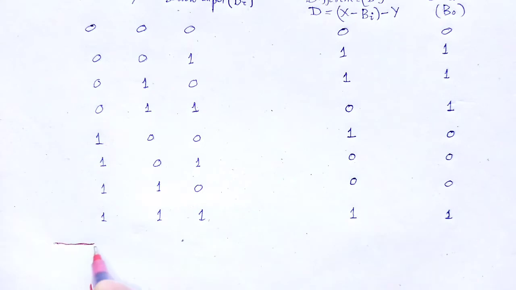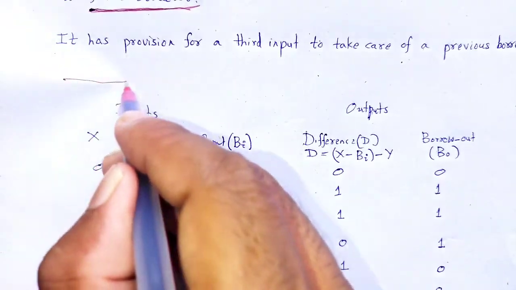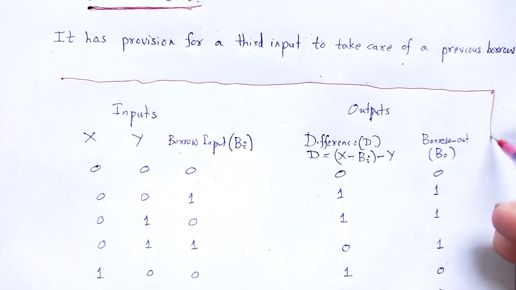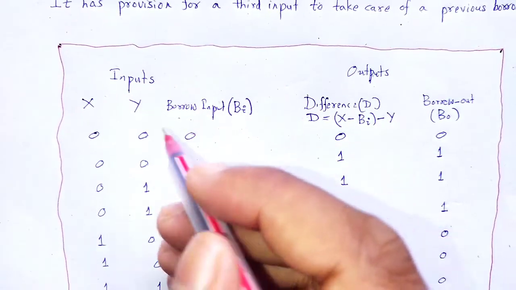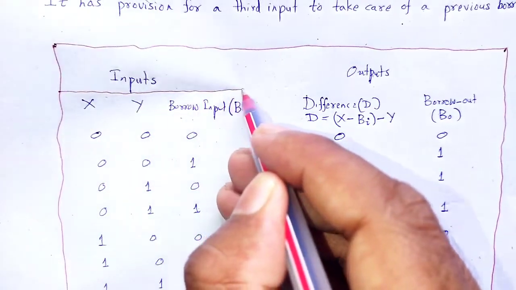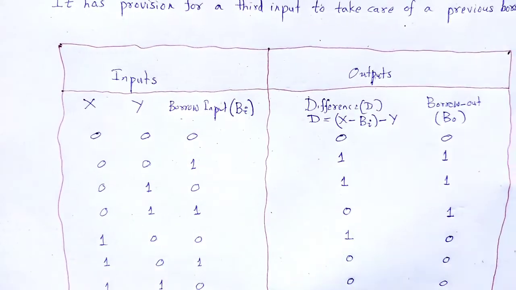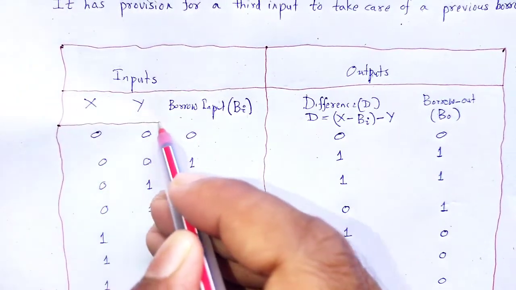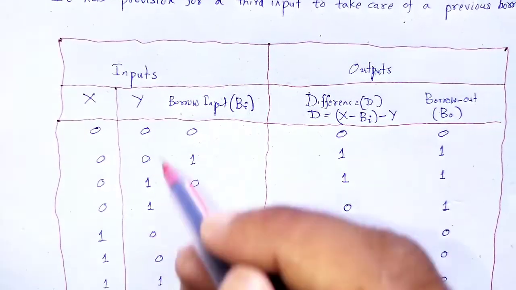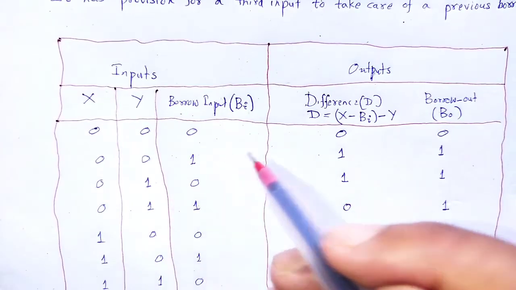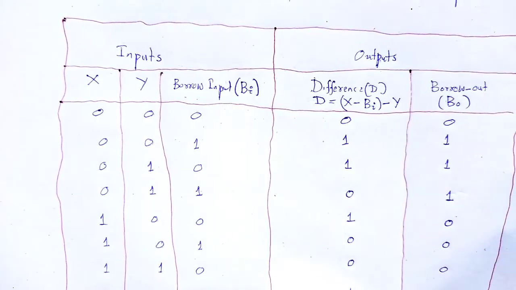This is the truth table for the possible inputs, having 3 inputs and 2 outputs. The inputs are x, y and borrow input, and the outputs are difference and borrow output.